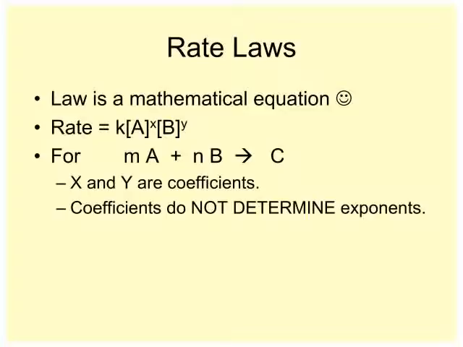Rate laws. A law is a mathematical equation. Rate equals k, A to the x, B to the y, and the equation would be mA plus nB yields C. So notice we only care about the reactants, and X and Y are not coefficients. M and n are coefficients. Coefficients do not determine these exponents. So there's the rate law. Rate is impacted by some constant, and then how much of each reactant you have.